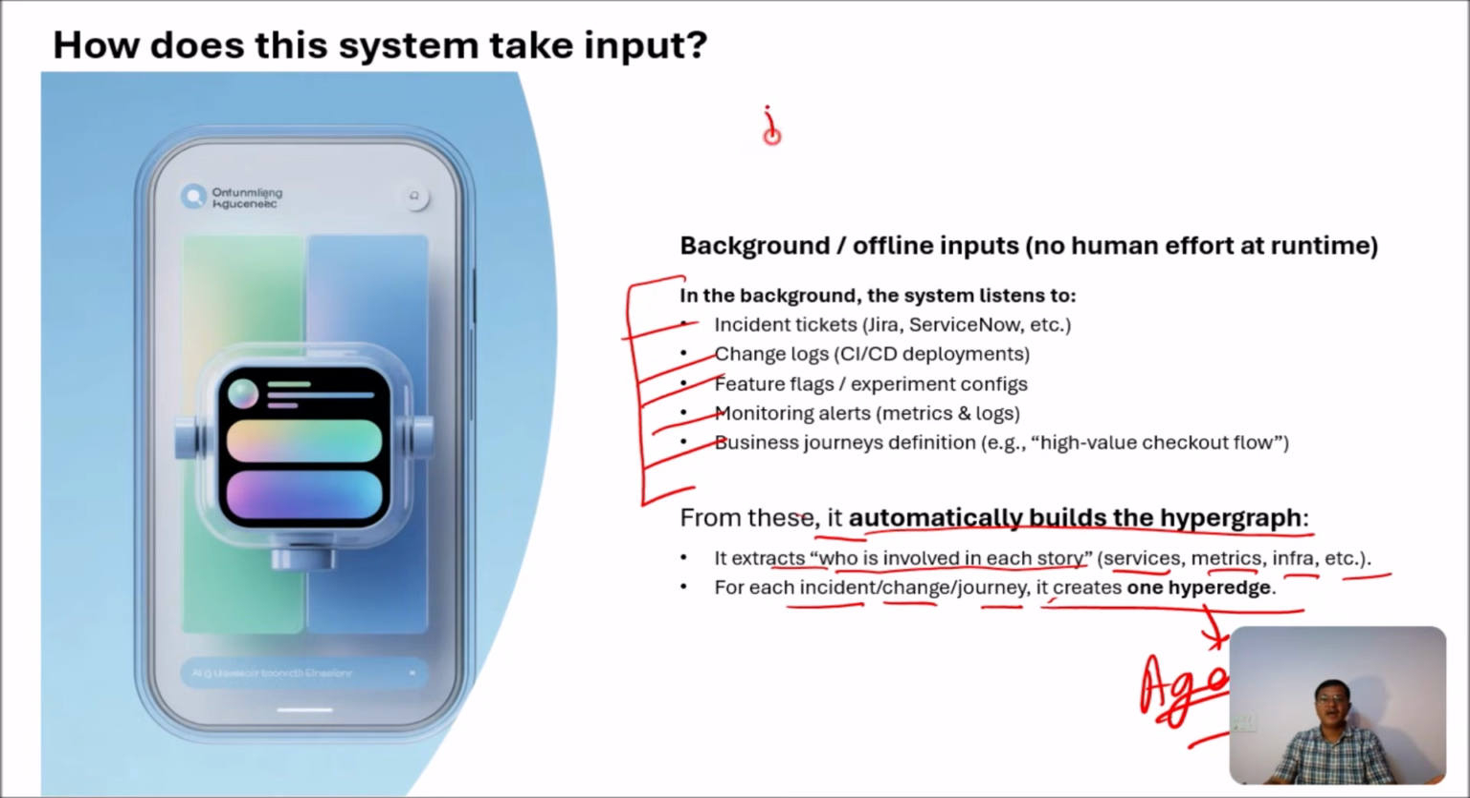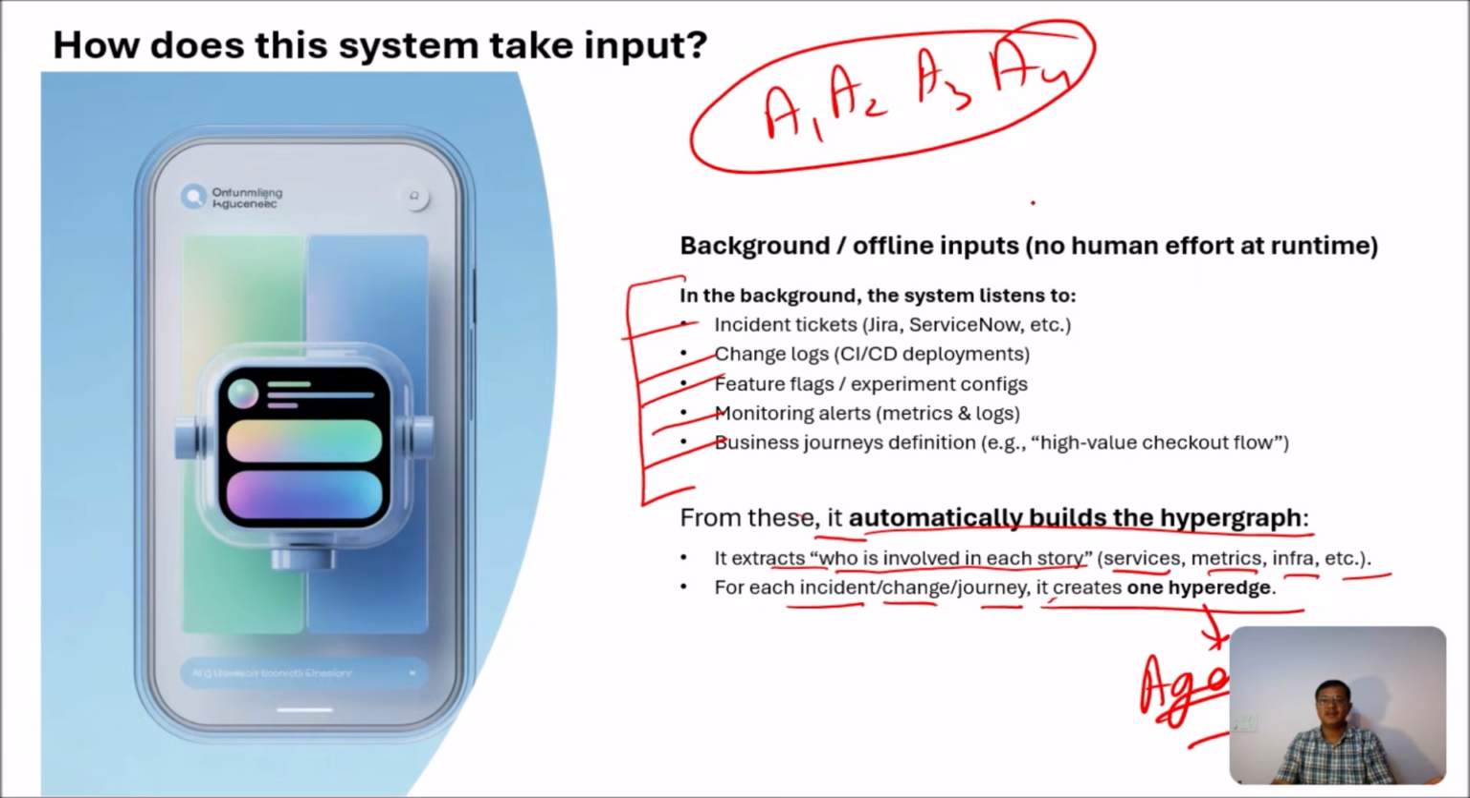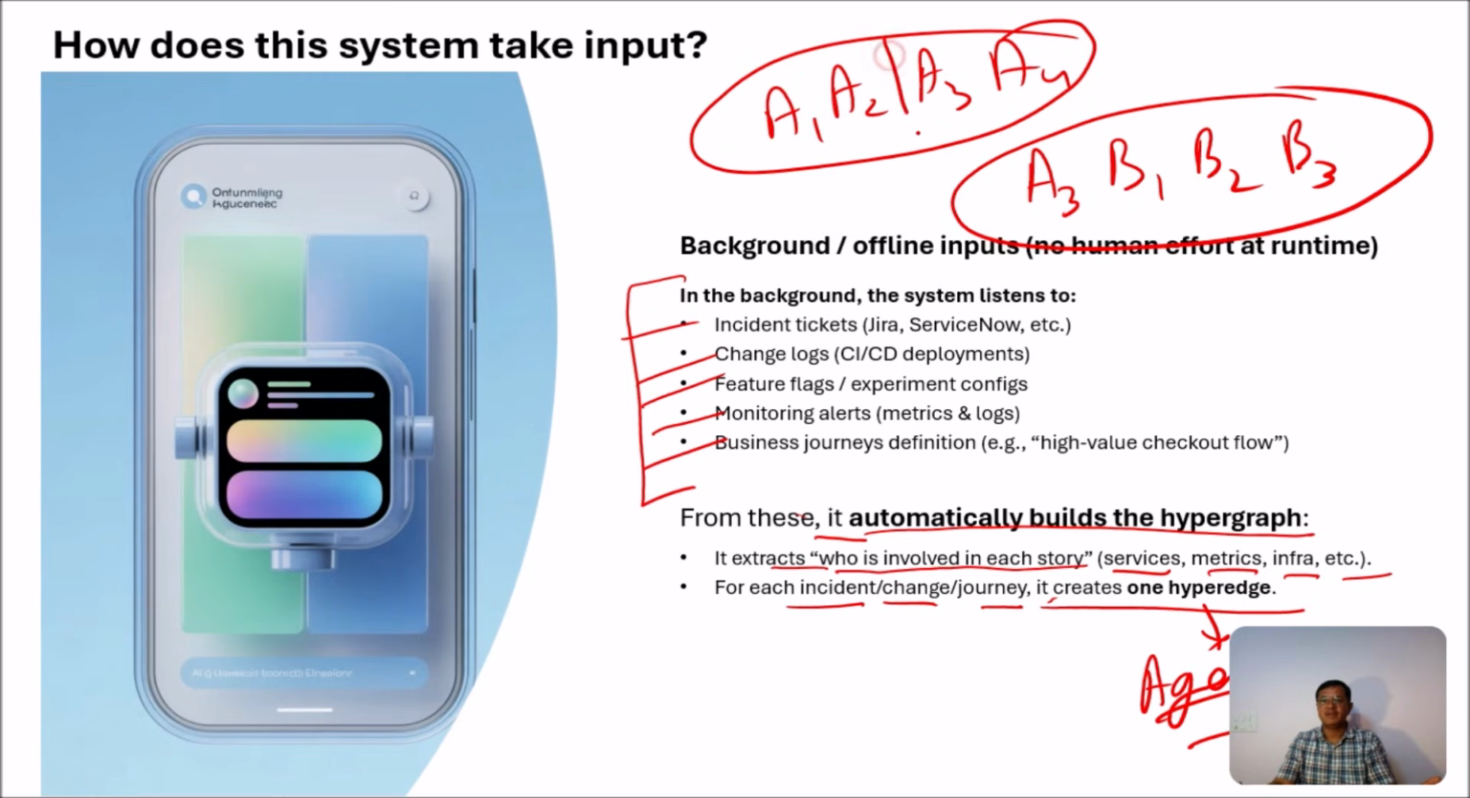Suppose one hyperedge contains A1, A2, A3, A4, and another hyperedge contains A3, B1, B2, B3. Since A3 is common, there will be a link between the two hyperedges. This way it will create the multi-agent hypergraph system.